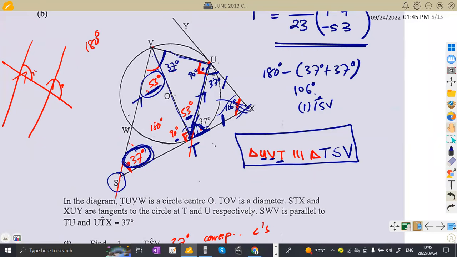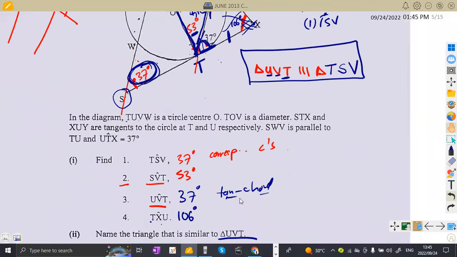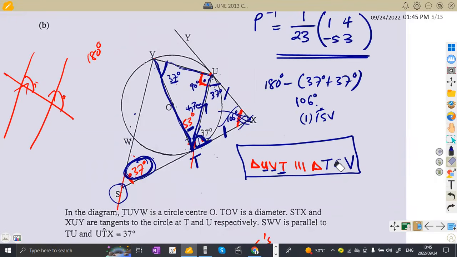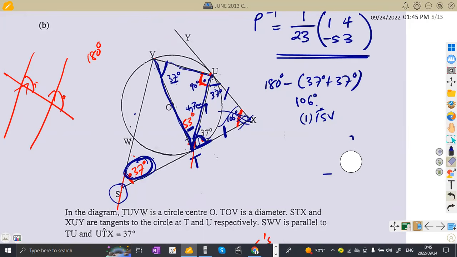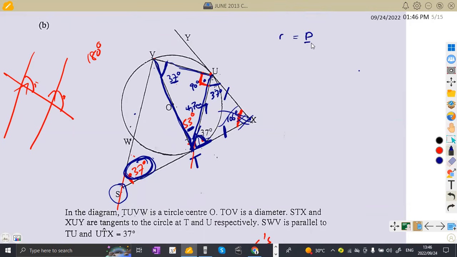If we cross-check here, let me remove this part so that it does not affect us. This is our TU, the one that we are given as 4,7 centimeters. And the diameter is V to T. What is the question asking us to calculate? The radius. By calculating the diameter, I can simply calculate the radius. Remember that radius is equal to diameter over 2.